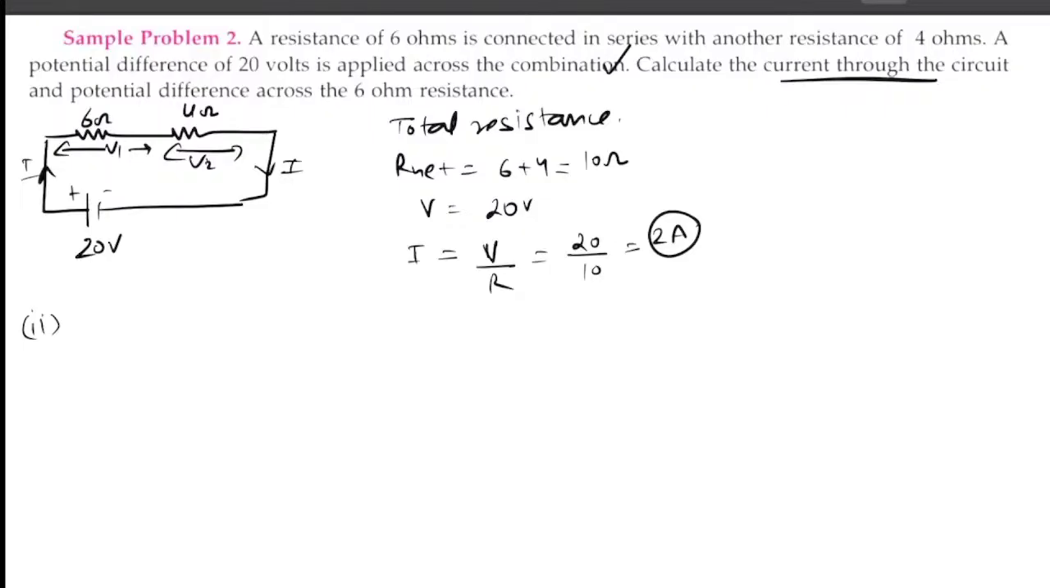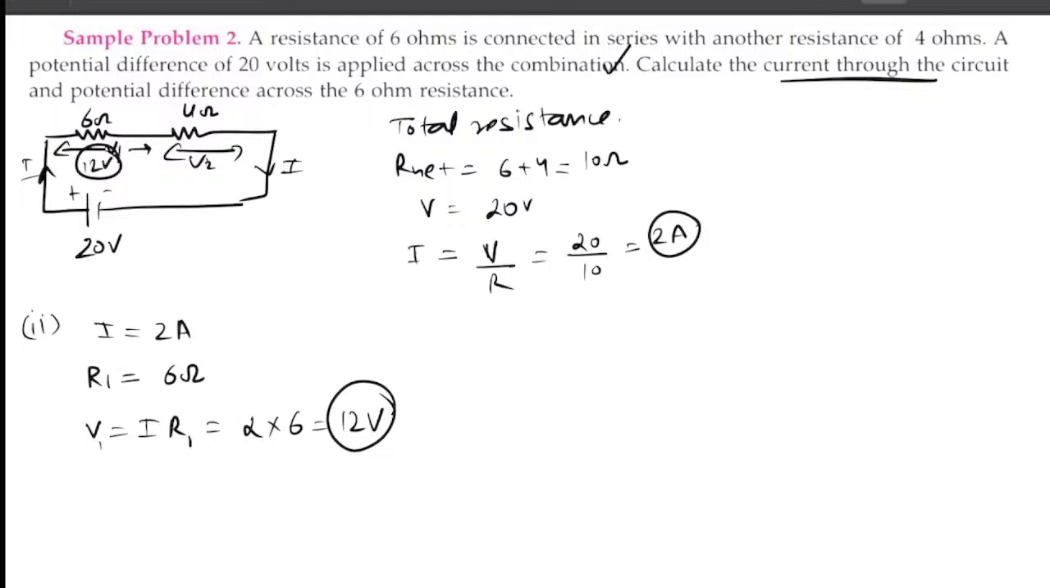Yes guys, what would be the value? See, we already know that the current's value is going to be the same, which is I is equal to 2 amperes, plus we already know the value of resistance, which is 6 ohms. Now with the help of the formula of Ohm's law, V is equal to IR, we are going to calculate the value of V1. Putting these values together, 2 into 6, 12 volts. So this value is going to be 12 volts.